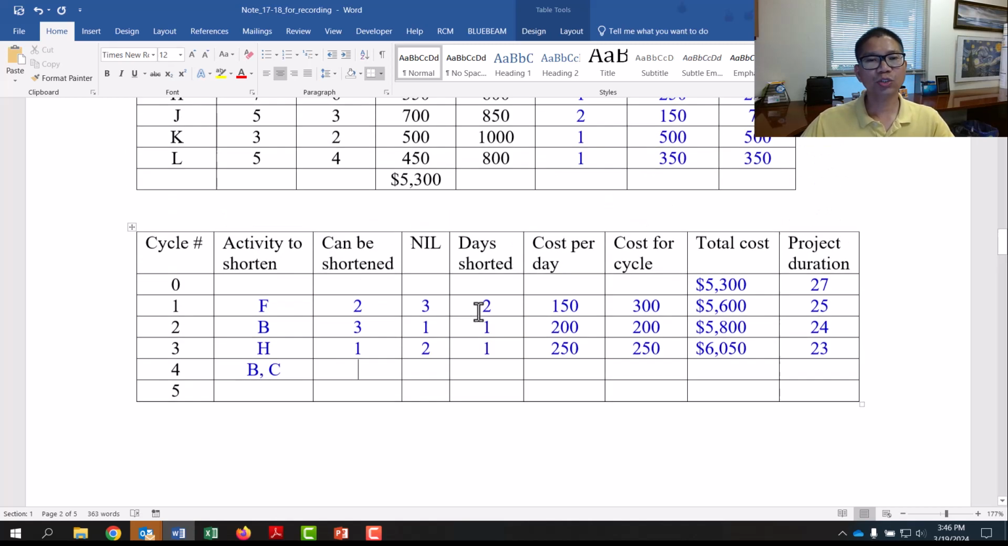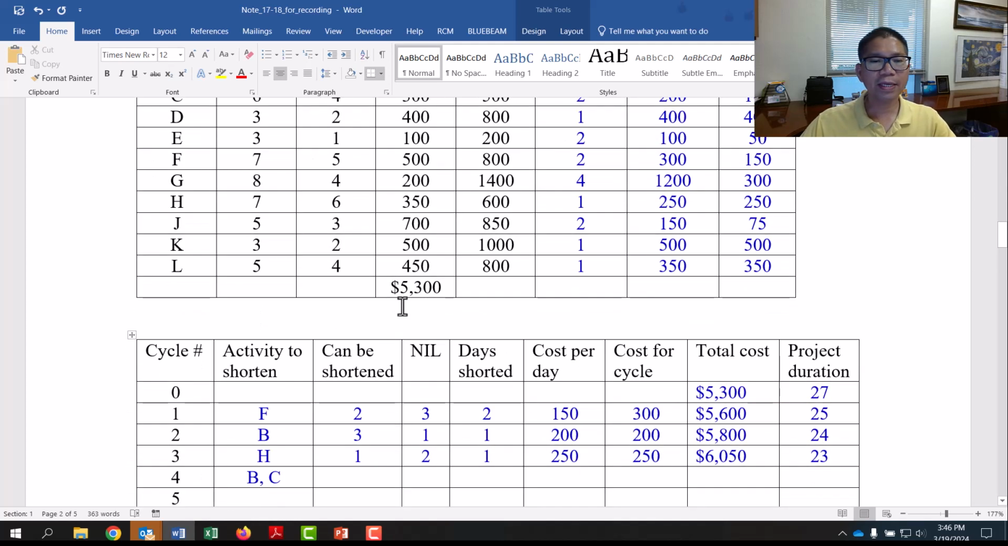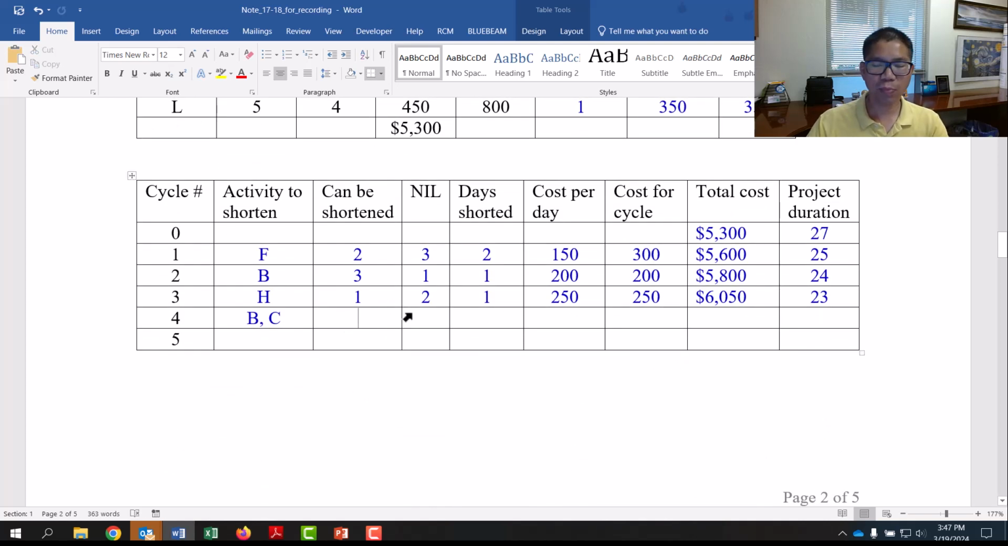Okay, so now what can be shortened? B, we already shortened 1 day in the second cycle. So we can shorten 2 more days. C, time difference also 2 days. So as you can see, both can be shortened 2 days, not 4, right? Not add that. Because they are parallel, you shorten both at the same duration so that you shorten the overall project.